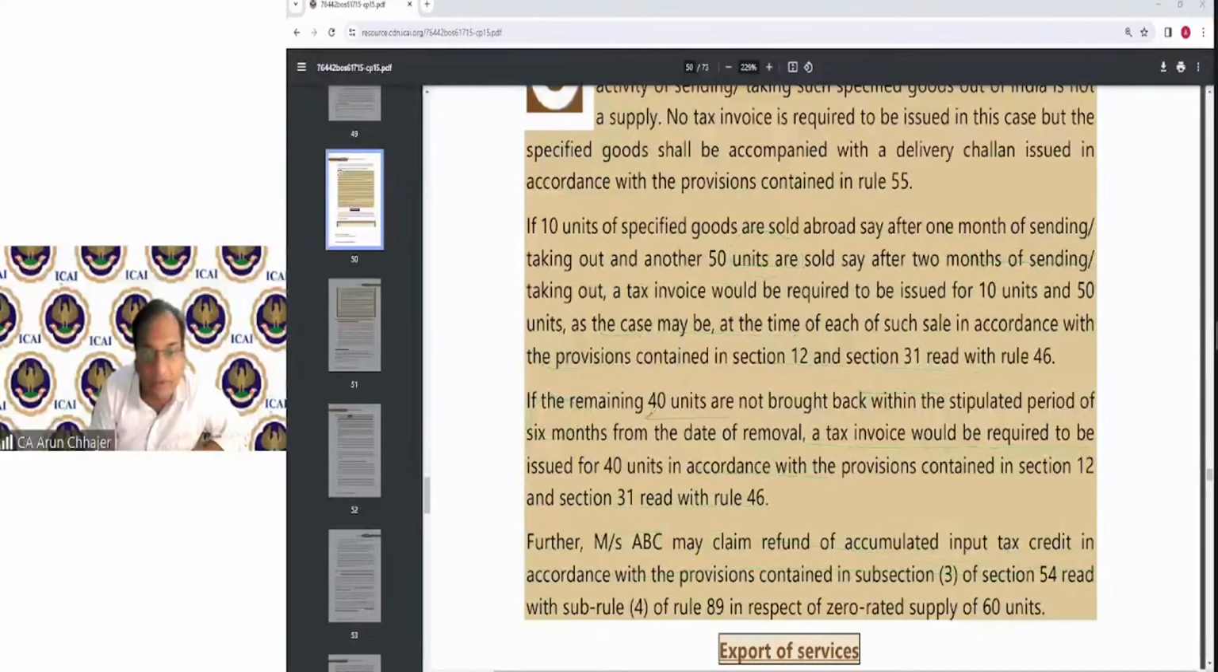The remaining 40 units are not brought back within the stipulated period of 6 months. Then a tax invoice would be required to be issued for 40 units in accordance with the provision. ABC may claim the refund of accumulated ITC, not IGST paid, for 60 units.